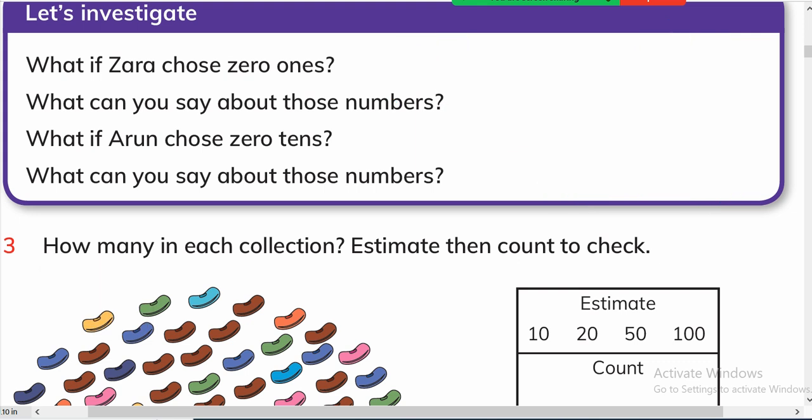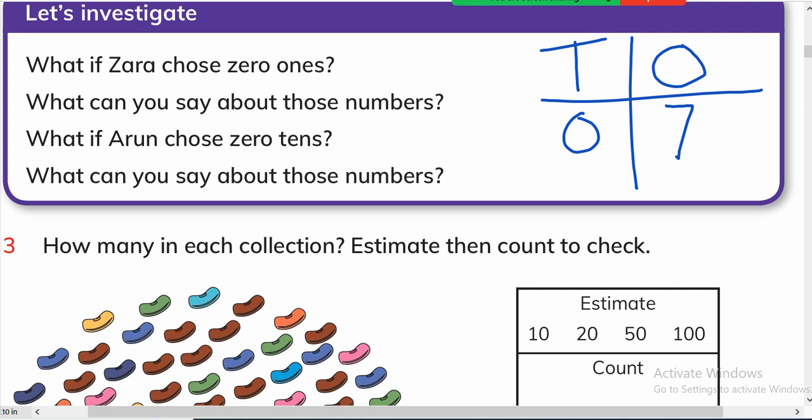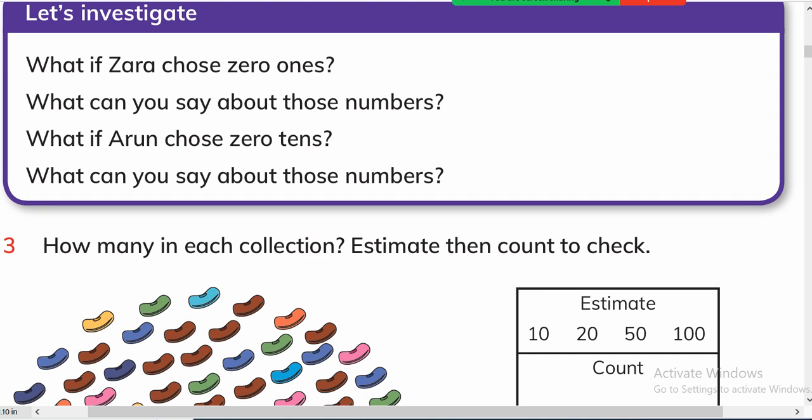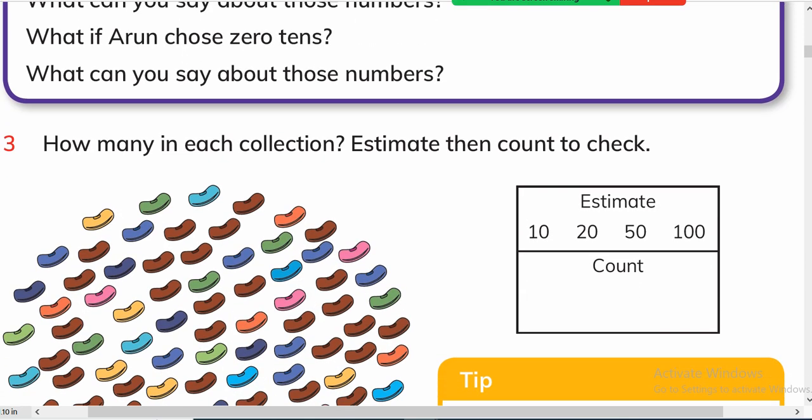Here, tens and ones. Here we will write 0 and here we will write 7. What can you say about those numbers? About those numbers, we can say that they are single digit numbers. And about the first numbers, we can say that they are double digit numbers. Saying that they are double digit numbers and they are single digit numbers is very easy for the students to understand.